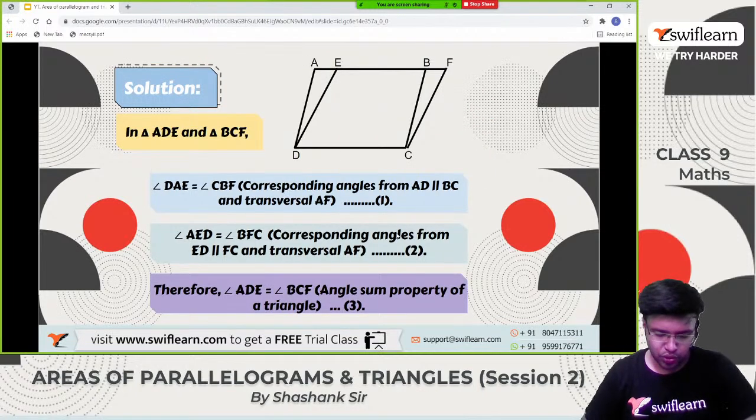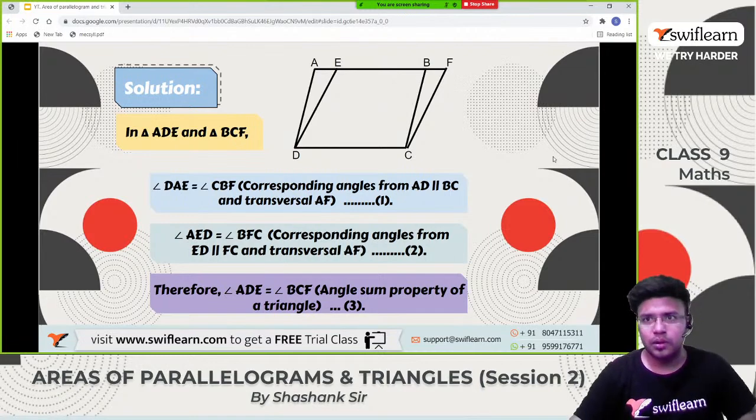Now see the solution here. In triangle ADE and triangle BCF, we need to prove they are congruent. How to prove they are congruent? Now see, this is a parallelogram, so AD is equal to BC.